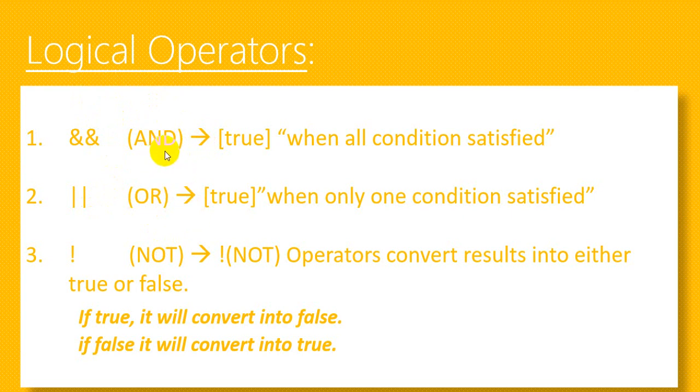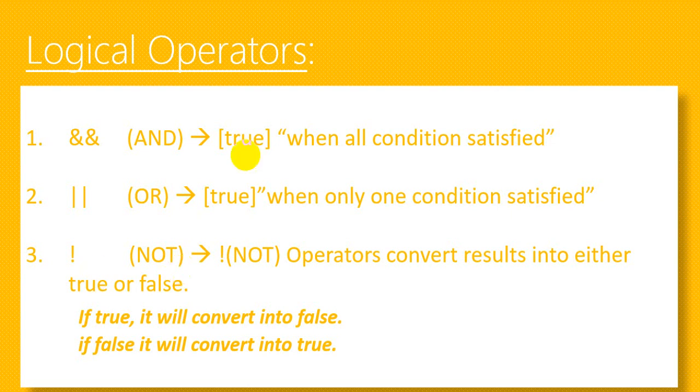In AND you have to fulfill all the conditions. If you don't fulfill any condition, the result will be false. In OR, only one condition: if you fulfill one condition, you are allowed, or the result will be true. But NOT is different from AND and OR. NOT is just a symbol, an operator, which converts your final result into its opposite.